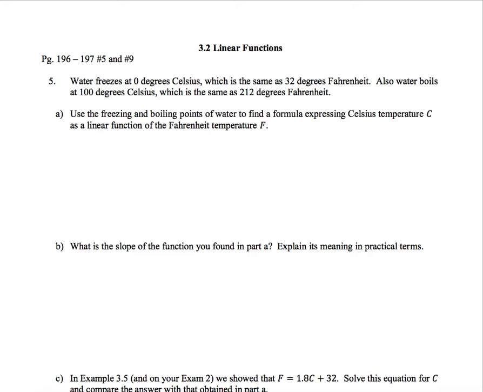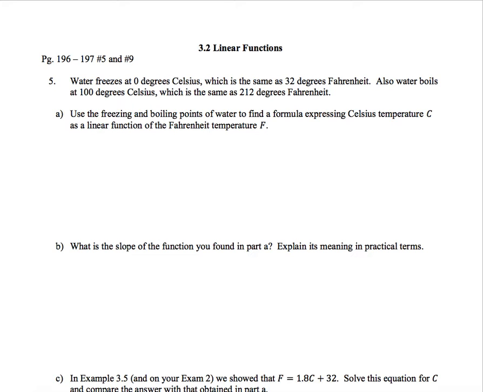So we're told that water freezes at 0 degrees Celsius, which is the same thing as 32 degrees Fahrenheit. But water also boils at 100 degrees Celsius, which is the same as 212 degrees Fahrenheit. So what we want to do is use this information that we're given about freezing and boiling points to find a formula that expresses the Celsius temperature as a linear function of Fahrenheit.